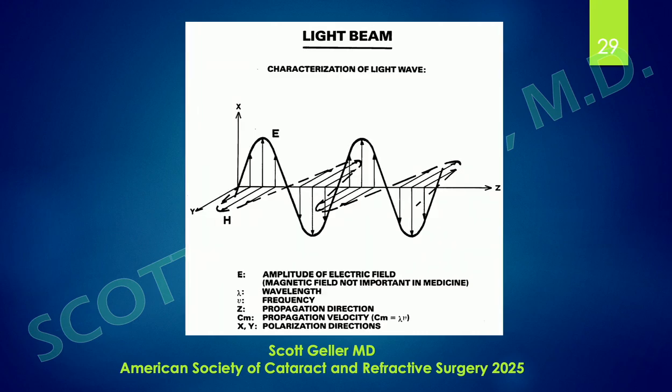So what's the characteristic of a light wave? Well, this gets into the esoteric parts of physics. If you look at this drawing, we've got E being the amplitude of the electrical field. The x-axis is the polarization direction, and the centimeters means the propagation velocity.